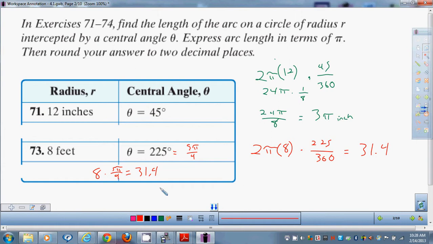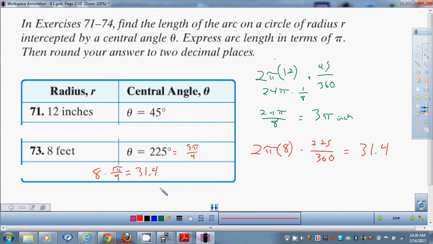But as you can see, the way we were doing it, 2 pi r times the ratio of our circle that we're using, is the exact same thing as if you just converted that into a radian and multiplied that by your radius. You get the exact same thing. And that's what radians do. Radians convert angle measure into something linear, like 31.4 feet, which is what I should have labeled it. So hopefully that brings the whole thing together.